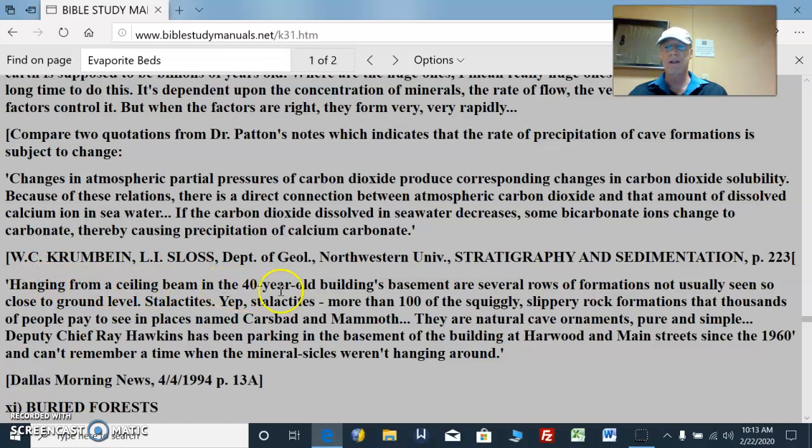Hanging from ceiling beams in the 40-year-old building's basement are several rows of formations not usually seen so close to the ground. Stalactites. Yep, stalactites. More than 100 of the squiggly, slippery rock formations that thousands of people pay to see in places named Carlsbad and Mammoth. They are natural cave ornaments, pure and simple. Deputy Chief Ray Hawkins has been parking in the basement of the building at Harwood and Main Street since the 1960s and can't remember a time when the mineral icicles weren't hanging around.